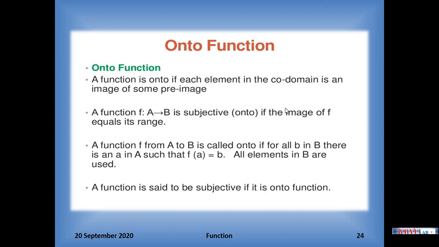A function f from A to B is surjective, or onto, if the image of f equals its range. To explain, note the magnitude: a function f from A to B is called onto if for all b in B there is an a in A such that f(a) is equal to b. All elements in B are used. A function is said to be surjective if it is an onto function.